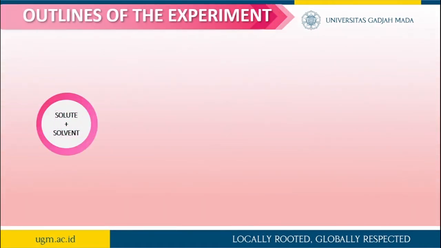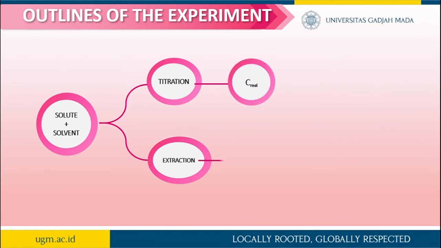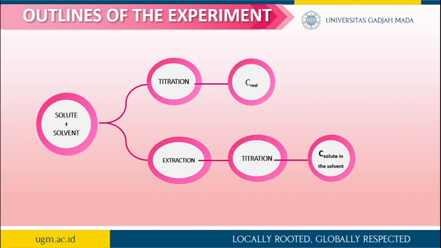In this part, I will give you the outline of the experiment. Basically, the first step is making the mixture of the solute and the solvent. Then this mixture will be divided into two parts, and each part will be done separately. In the first part, the solution will be titrated to get the real concentration of the solution. In the second part, the solution will be extracted and then titrated to get the concentration of solute in the solvent. For the whole process, the first part must be done first and then continue with the second part.